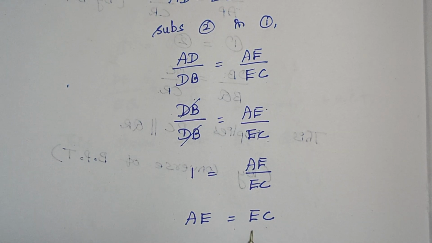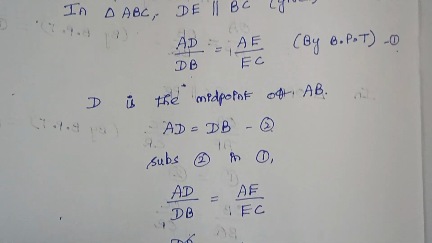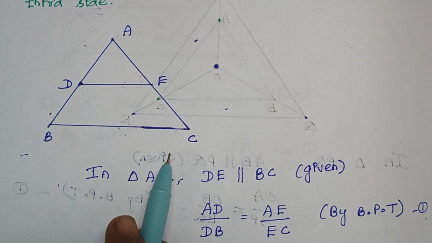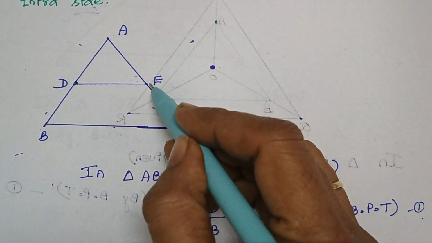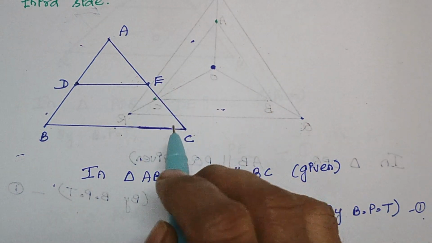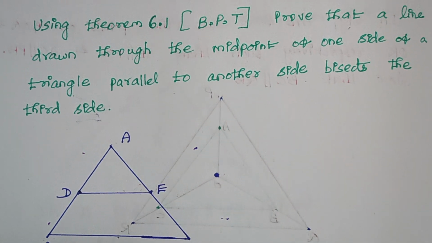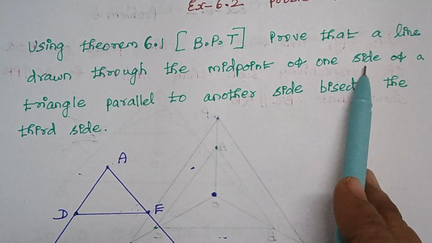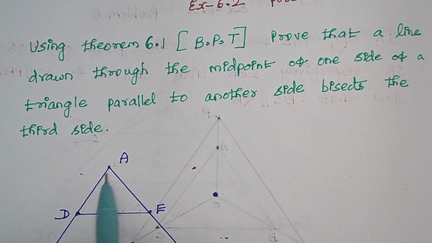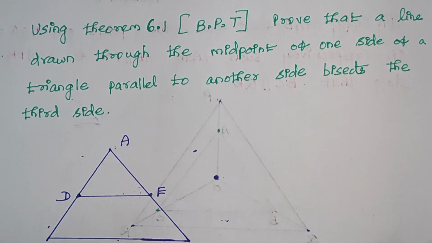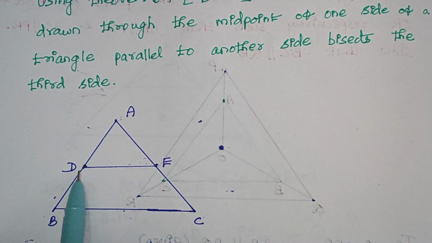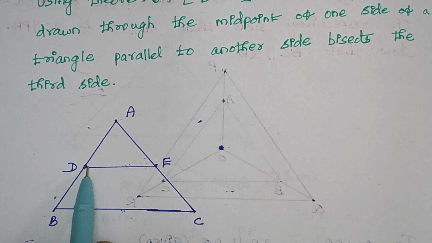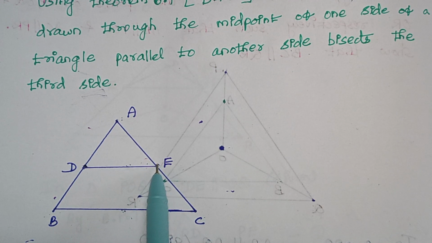So when you look at this condition in the triangle, here AE is equal to EC. What do you mean by that? E is the midpoint on the side AC. What we need to prove, I repeat: a line drawn through the midpoint of one side of the triangle. AB is one side of the triangle and D is the midpoint, and through this midpoint a line is drawn, and this line is parallel to another side, and finally this line has to intersect the other side, that is the third side.